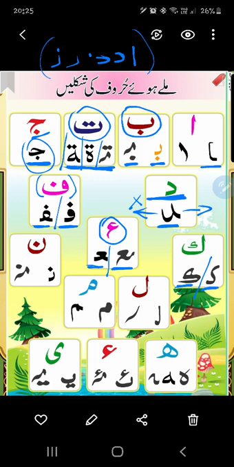Then we get the lam. Remember, the lam is not like the alif. The lam has a small, like a handle, like the handle of an umbrella. Lam as well in the beginning of a word. Lam as well.